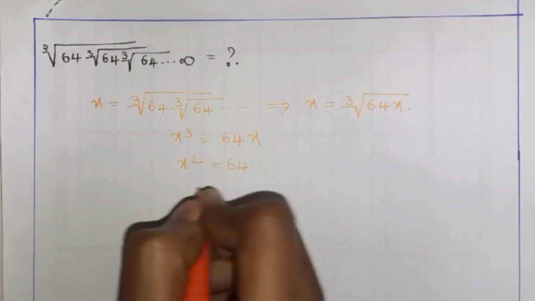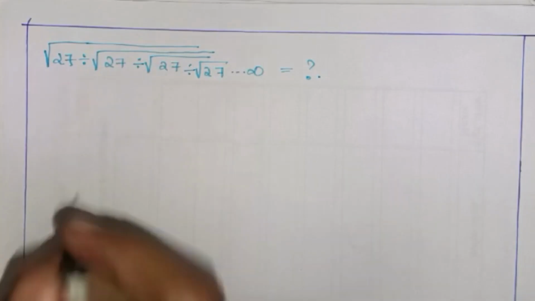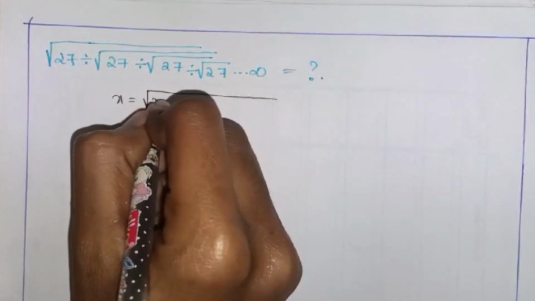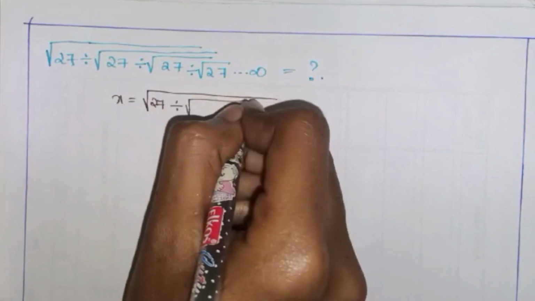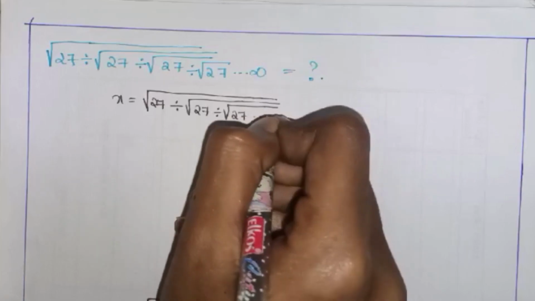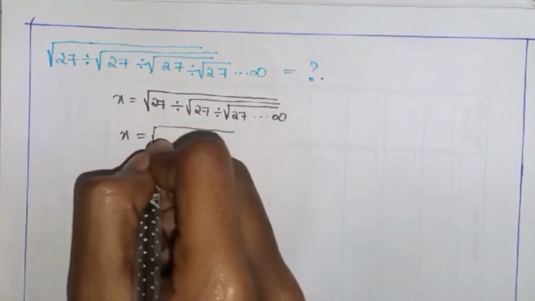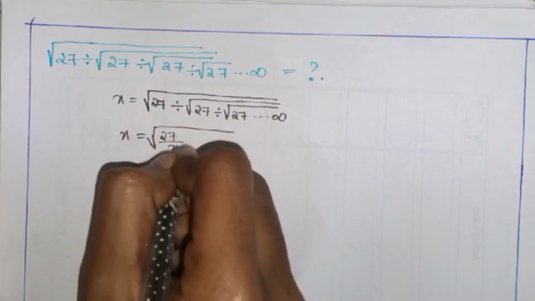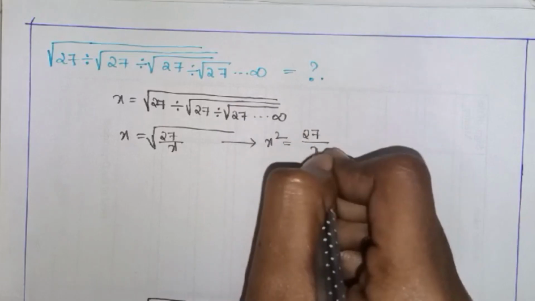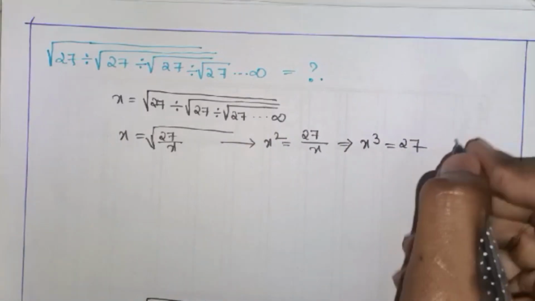Here is the next question. Under the square root, there is square root of 27 divided by square root of 27, until infinite times. If you have a question like this, here is the process to solve it. Directly take x is equal to square root of 27 by x. If we multiply x on both sides, we'll get an equation, and from that we can solve for x.